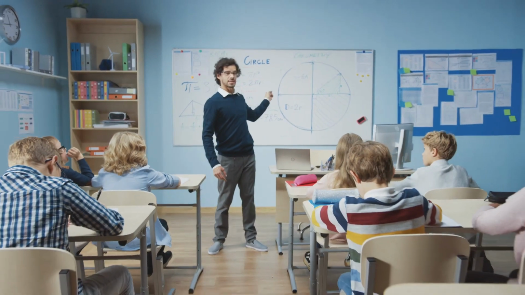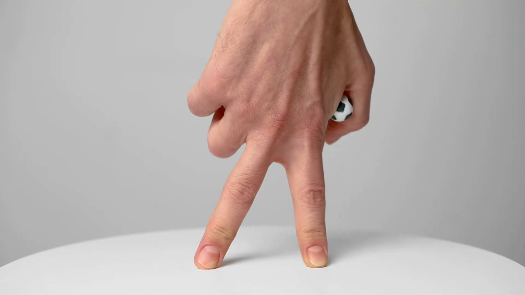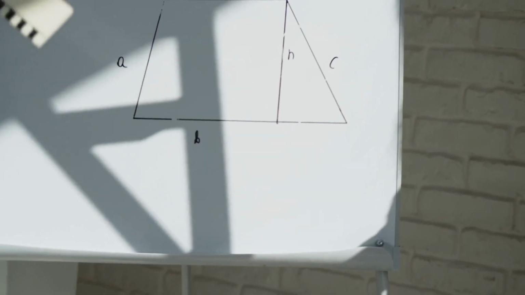Now, let's talk about centroids. Every object has a balancing point, a point where it would balance perfectly if you could magically support it from that single point. That balancing point is the centroid.